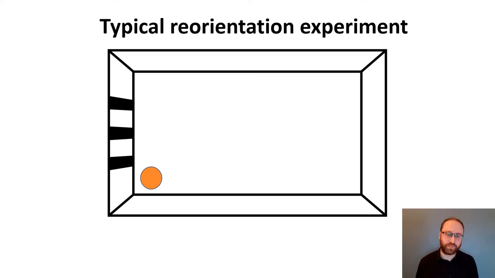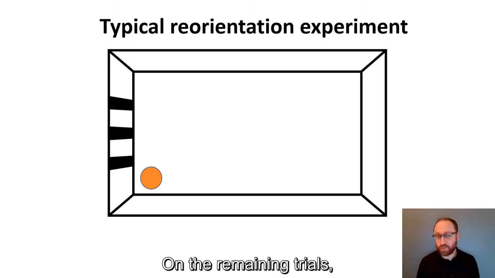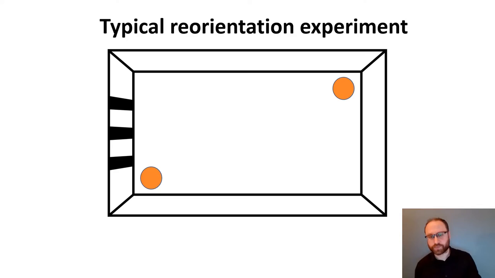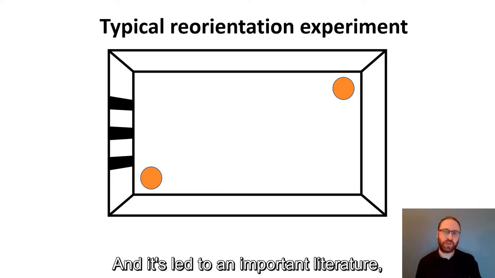But it turns out that they only do this on about half of the trials. On the remaining trials, they most often go to the corner diagonal to it. So that's a rather counterintuitive finding, and it's led to an important literature, which is what we discuss today.